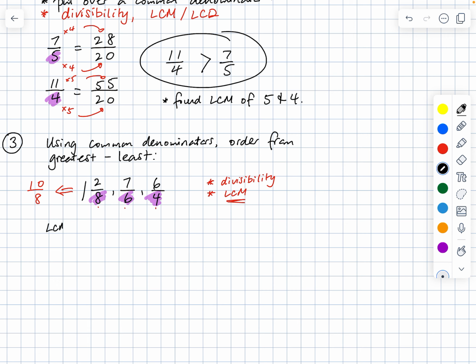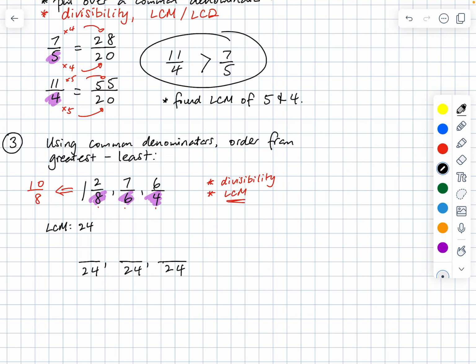Well, the closest one I can get is 24. Now, if you thought 48, again, that's totally fine. You can work with 48. I'm going to use 24. Now, I'm going to set this up down below so that I have it lined up. So I have something over 24, something over 24, and something over 24, just so it's lined up underneath each mixed number or improper fraction.